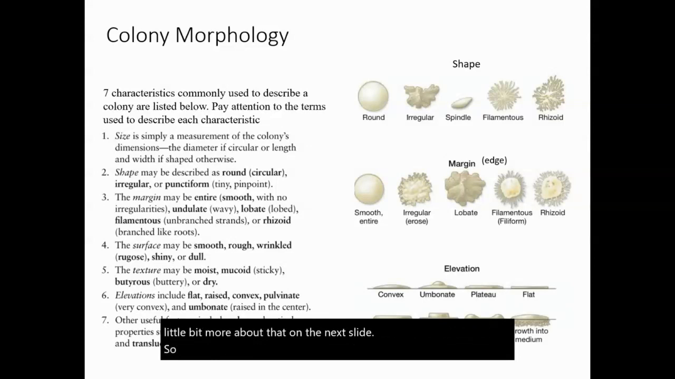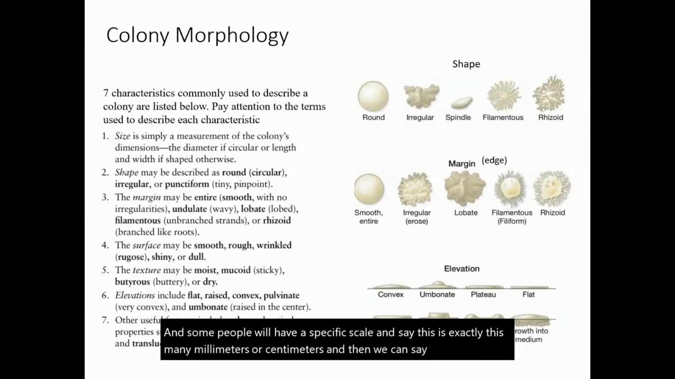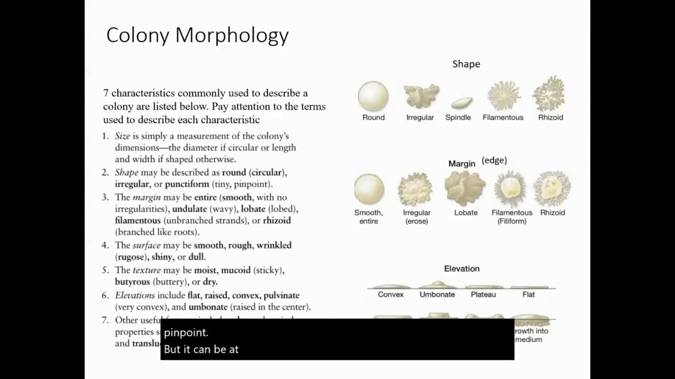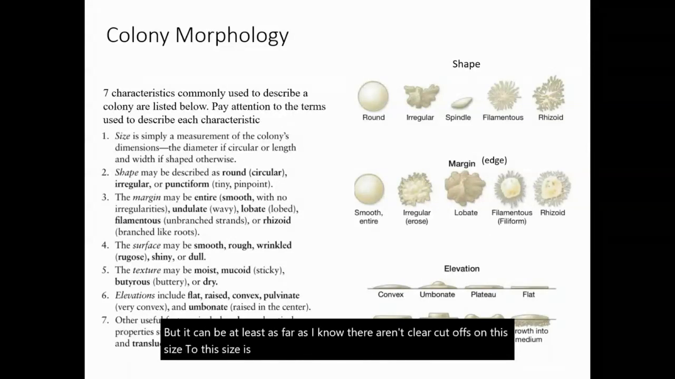So size is one way that we can characterize a colony, and it's normally just based on the diameter of the colony. And some people will have a specific scale and say this is exactly this many millimeters or centimeters. And then we can say it's small, medium, large. If it's really, really tiny, we say it's punctiform or pinpoint. But at least as far as I know, there aren't clear cutoffs on this size to this size is small. And maybe there is.